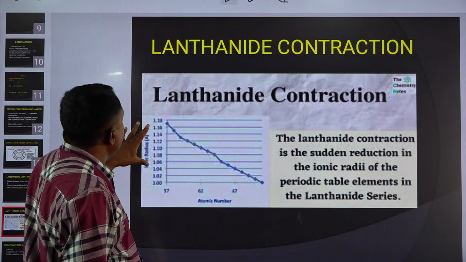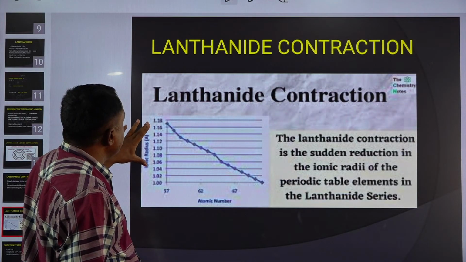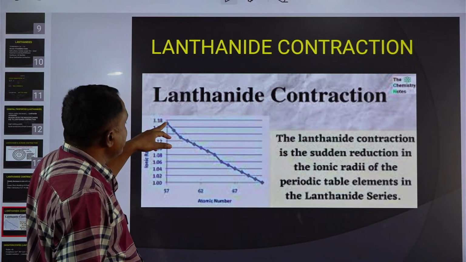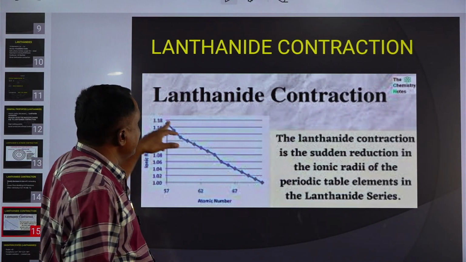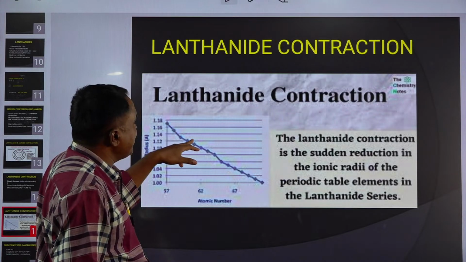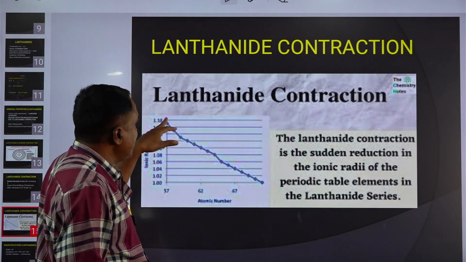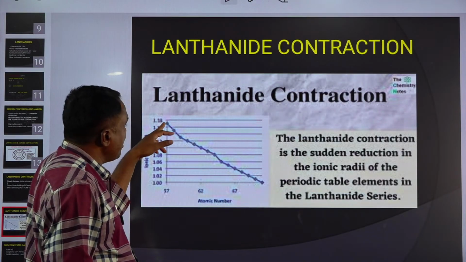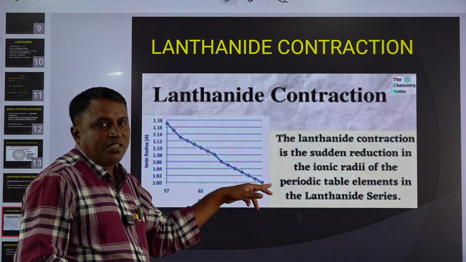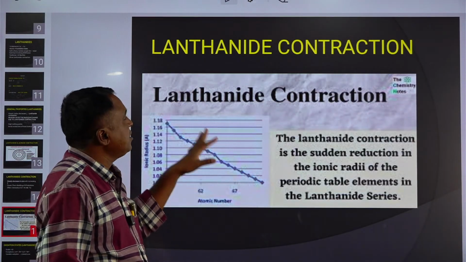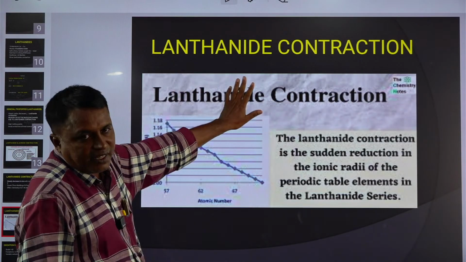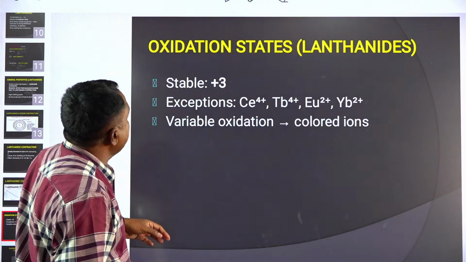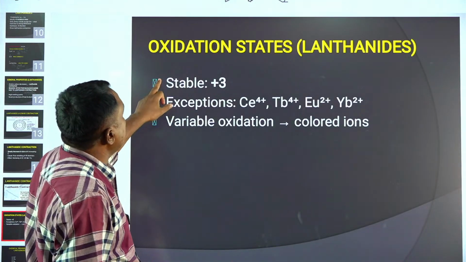On the y-axis we are taking atomic radii, and on the x-axis we are taking atomic numbers. So what does this show? This is a steady decrease in atomic radii. With increasing atomic number, atomic radii gradually decrease. This is happening due to what? Lanthanoid contraction.